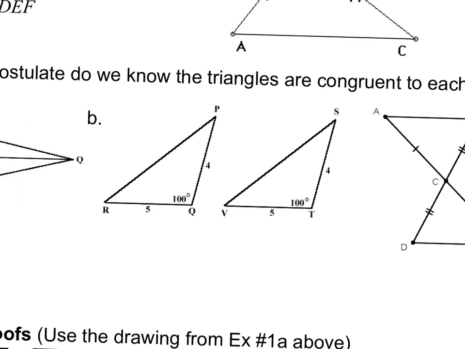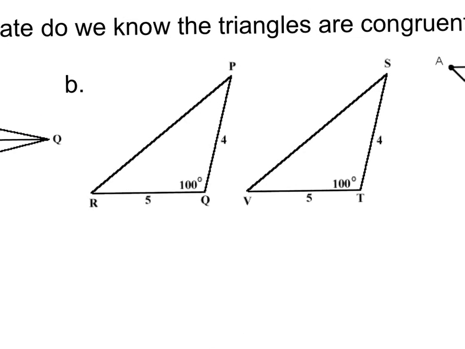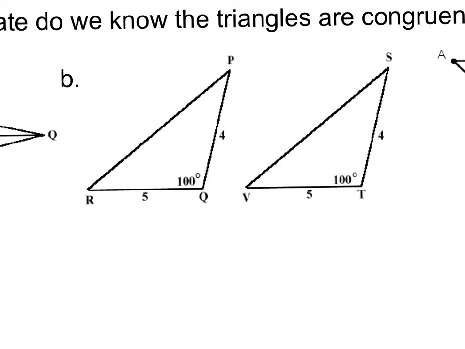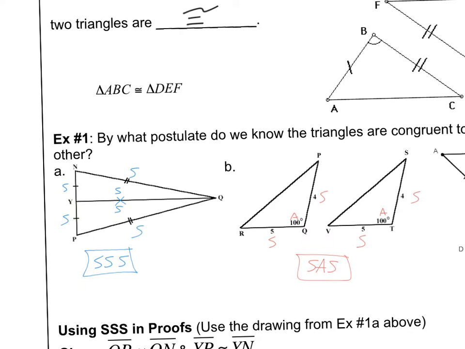Let me give you another example here. So what do I know? Well, I know that 5 is congruent to 5, so I have a side. I know that 100 degrees is congruent to 100 degrees, so I have an angle. And then 4 is congruent to 4, so I have a side. Well, that's SAS, side angle side in the same order. So these two triangles are congruent by side angle side. That's kind of how you can use these postulates to determine whether two triangles are congruent.